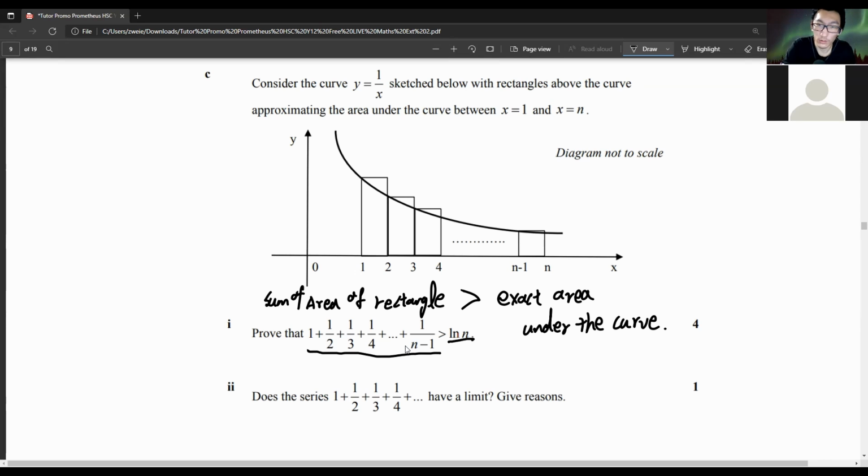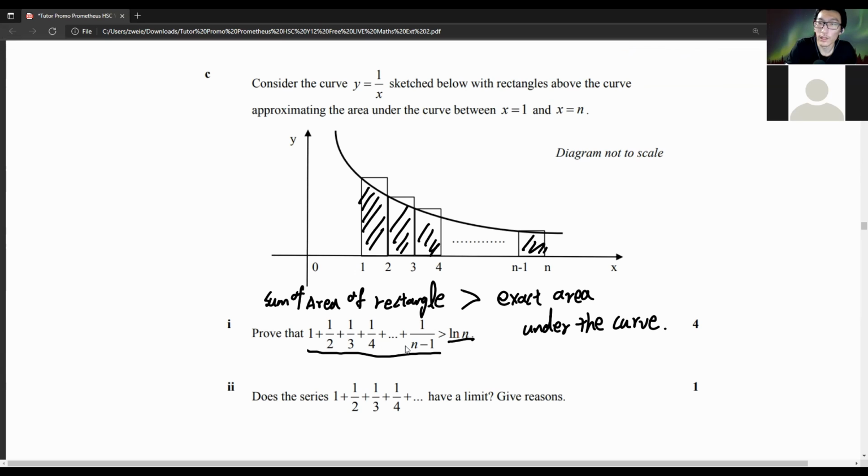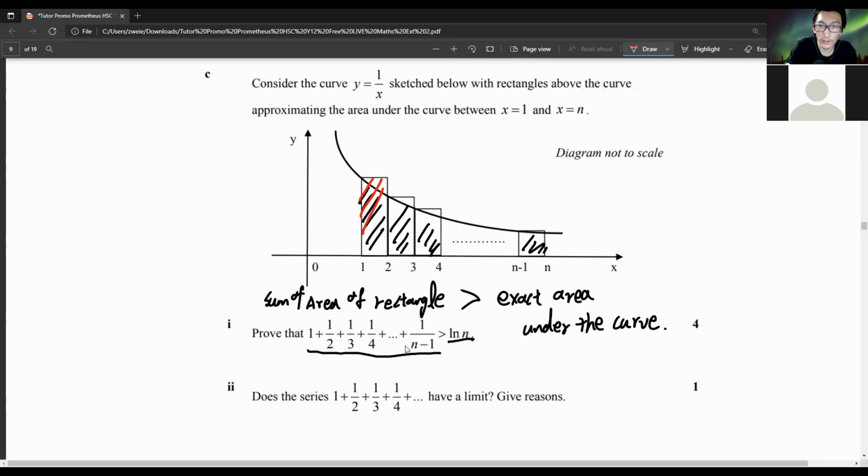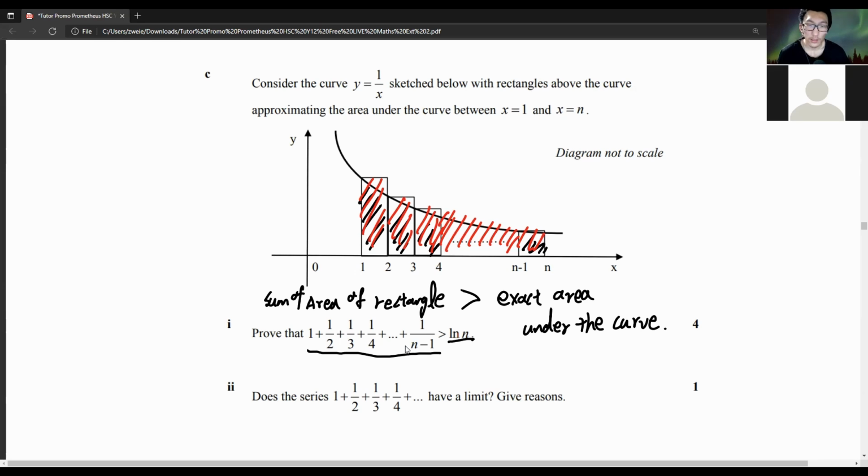So maybe I'll do the area under the curve in black, something like this. And then I will do the red covering everything, and that's the sum of the rectangles, all the way down to here. So clearly the area of the rectangles is greater than the exact area under the curve. So that's the first step we figure out.